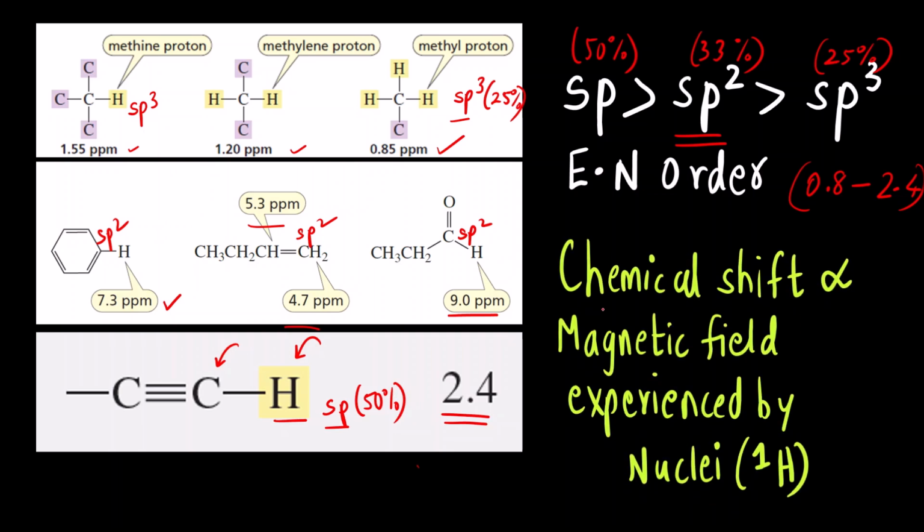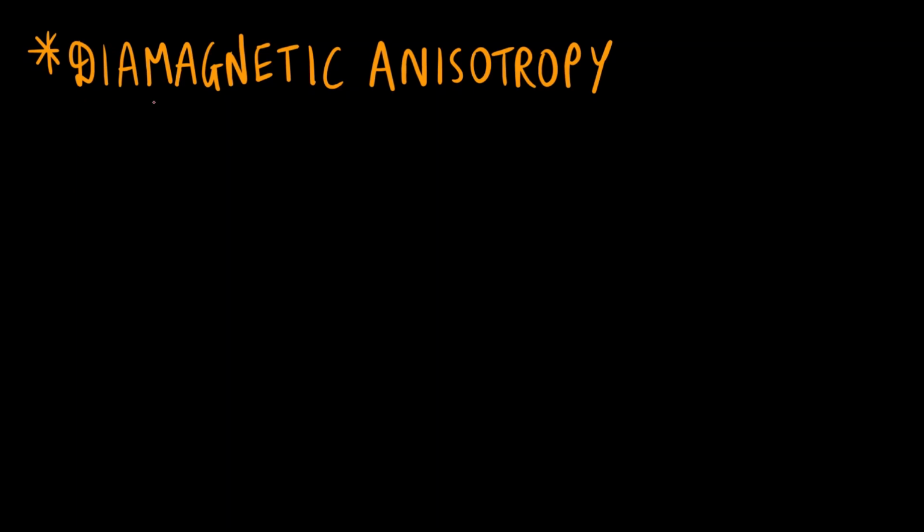We saw in the last video that the chemical shift of any proton depends on the magnetic field experienced by that particular nucleus. If the magnetic field is higher, the chemical shift value will also be higher. So let us first understand the meaning of diamagnetic anisotropy.